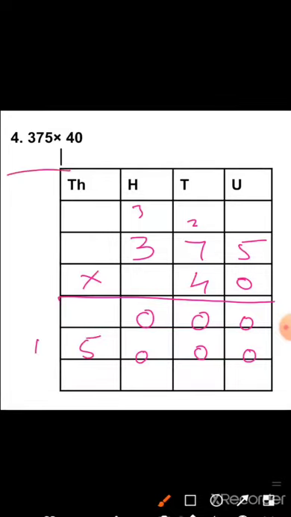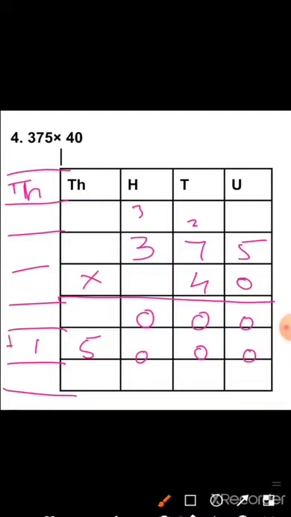We will draw one more box. That will be units, 10, 100, 1000, 10,000. Now add 0 plus 0, 0, 0 plus 0, 0, 0 plus 0, 0, 5 and 1. So this answer is 15,000.